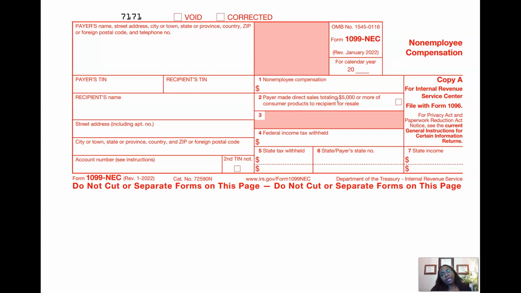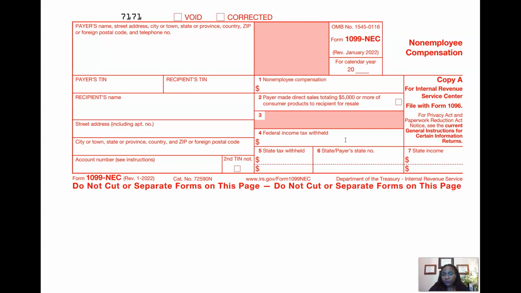The next box, box number 2, is payer made direct sales totaling $5,000 or more of consumer products to recipient for resale. If this applies to you, you're the payer. If you made direct sales totaling $5,000 or more of consumer products to the recipient, then you would check that box.